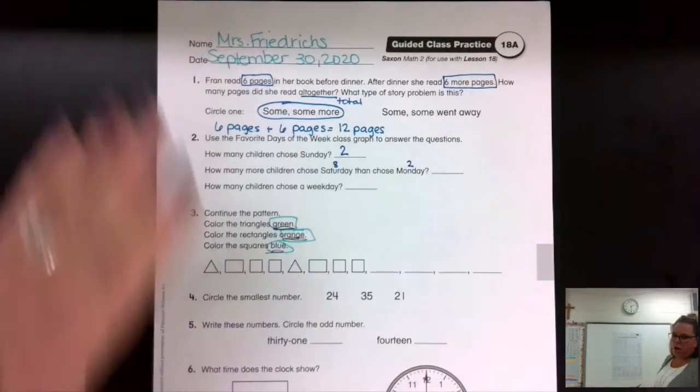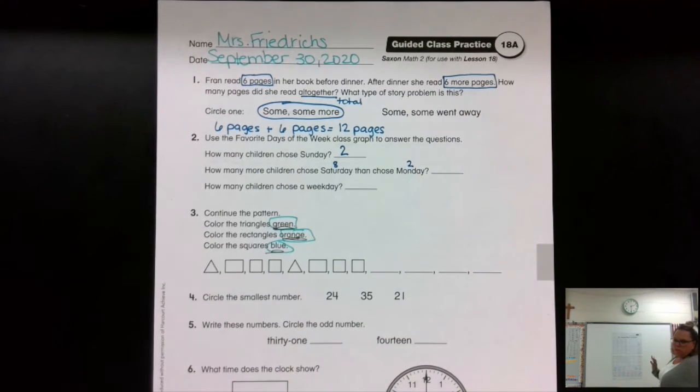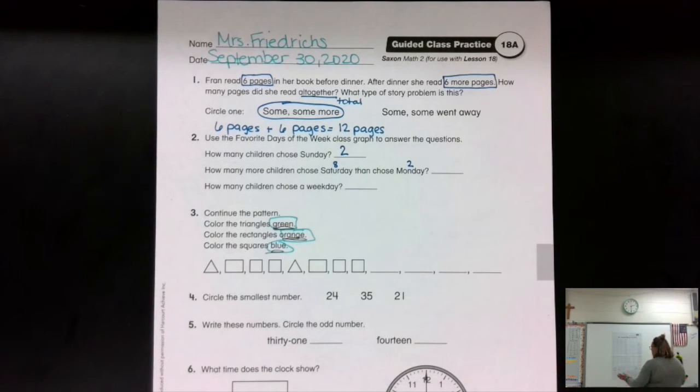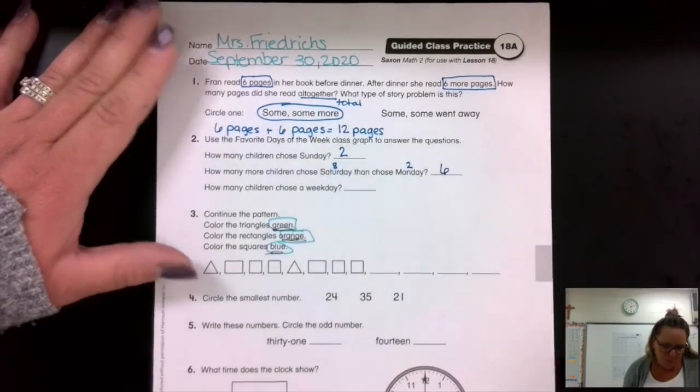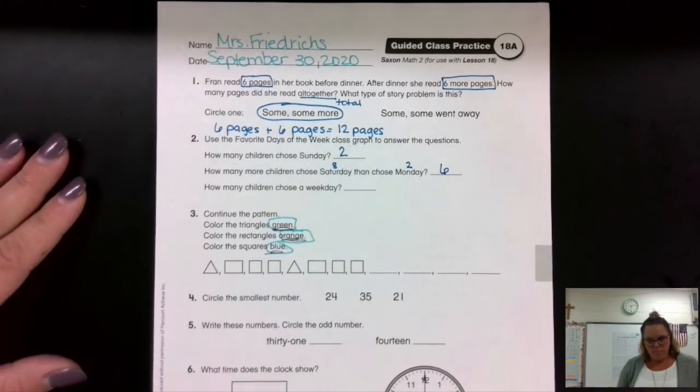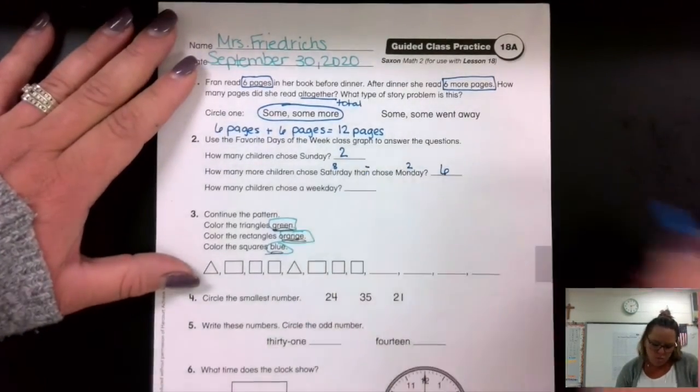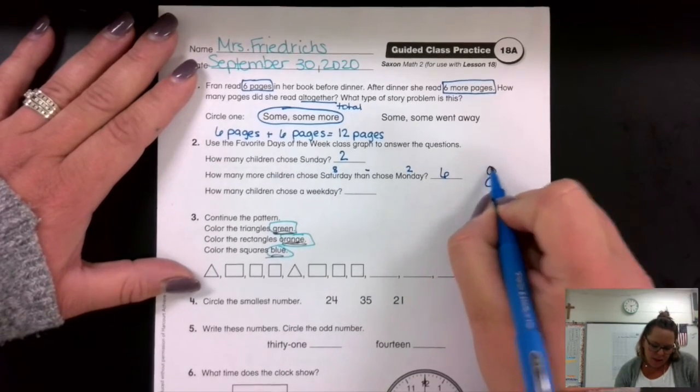So I want to know how many more children chose Saturday than Monday. So what I can do is I can get rid of 2 off of Saturday, and the amount that's left over is how many more chose Saturday than Monday. 1, 2, 3, 4, 5, 6. So I'm going to go ahead, I'm going to say 6. 8 minus 2, okay? I started at 8.